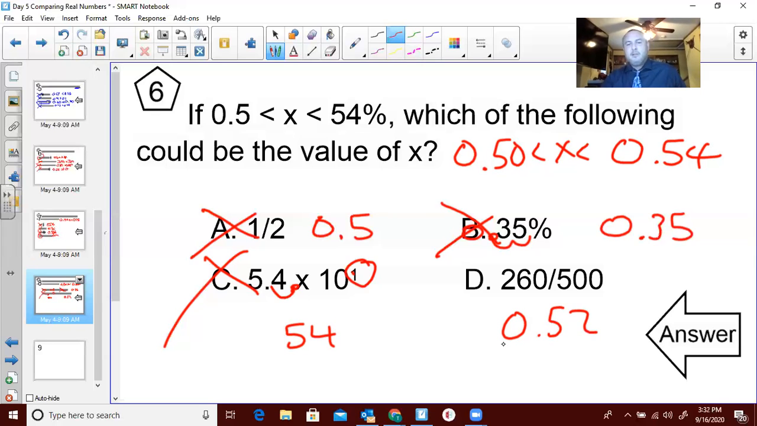So we have 0.52 and 0.50. 2 is greater than 0. So 0.52 is greater than 0.5. So it fits the first parameter. And it is less than 0.54 because we know that the 4 is greater than 2. So that works out. So D is our answer.